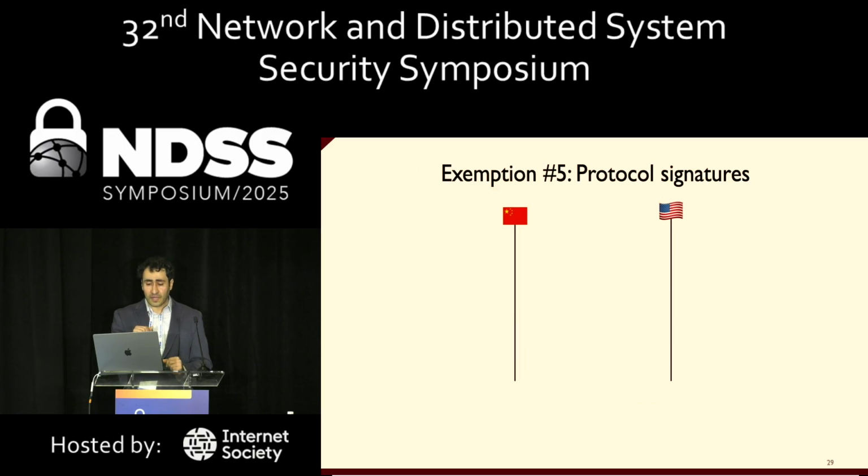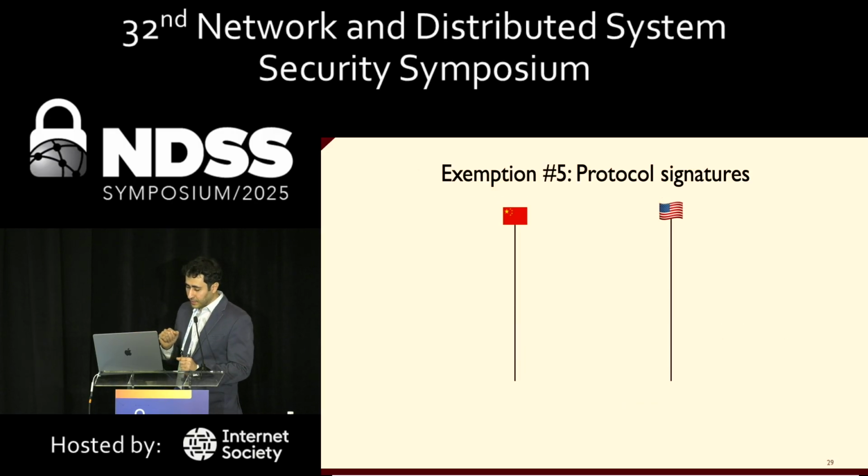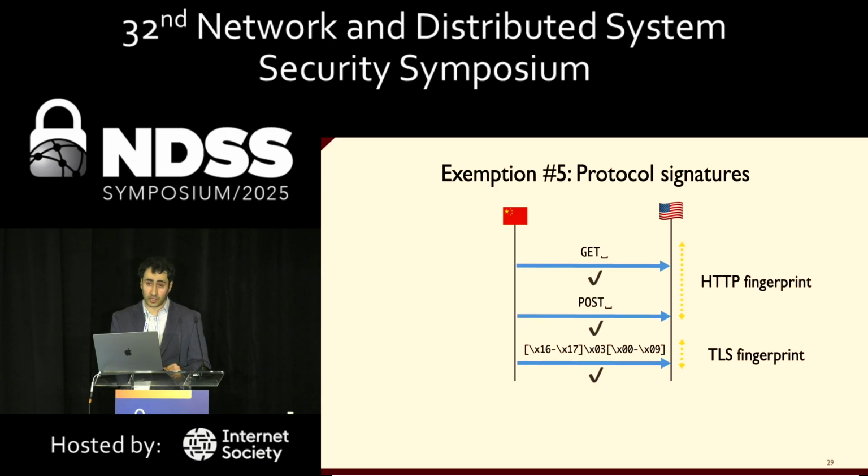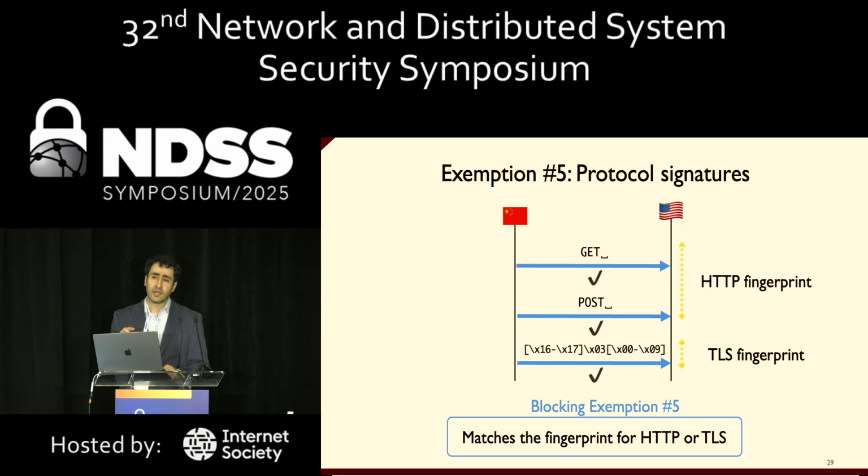And then the 5th exemption rule is also pretty interesting. A lot of the traffic that uses encryption belongs to things that run on HTTP or TLS. So this exemption rule says, we're going to look for signatures of TLS and HTTP, and if it matches, we'll let it through. And that constitutes a large fraction of traffic.